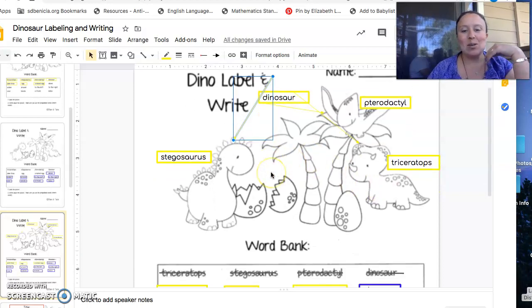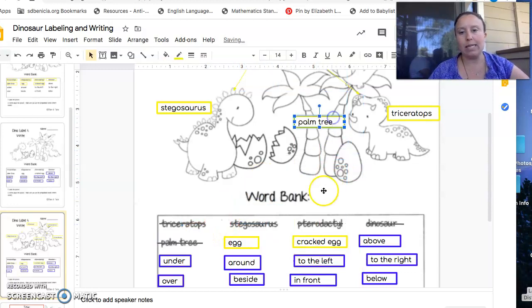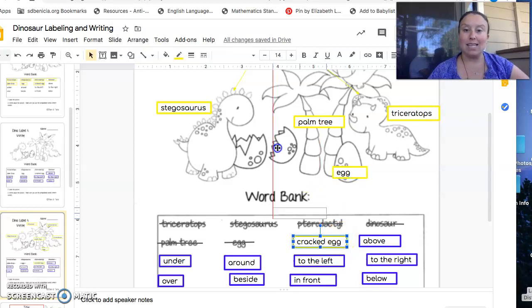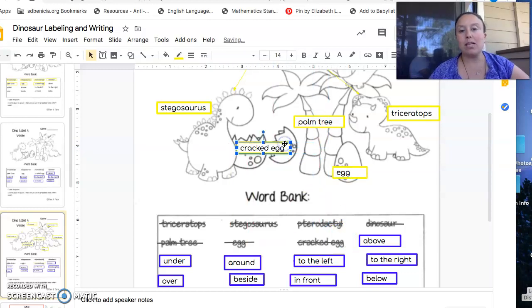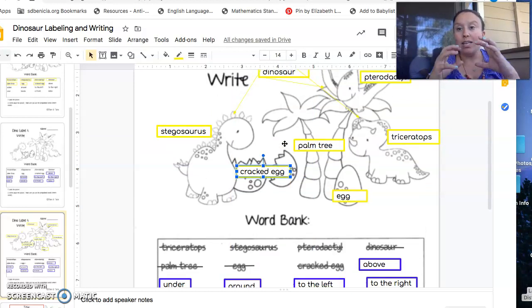All right, so the next one we're going to do is the palm tree. These are palm trees. We have an egg. And the reason why I'm choosing this one to be the egg is because my next label is the cracked egg. That's this one. Now you'll notice that I can put my words right above the picture because I have a white out text box. You may not be able to do that, so you might have to put yours either right above or below. I would suggest that you write small and neat because you're going to find that this is going to be very filled in by the end.